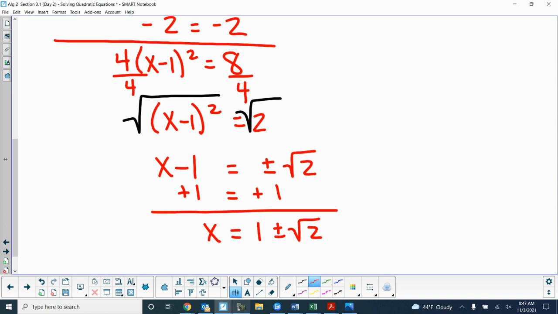All right, so that's our answer. But there's 2 answers there. There's 1 plus the square root of 2 and 1 minus the square root of 2.